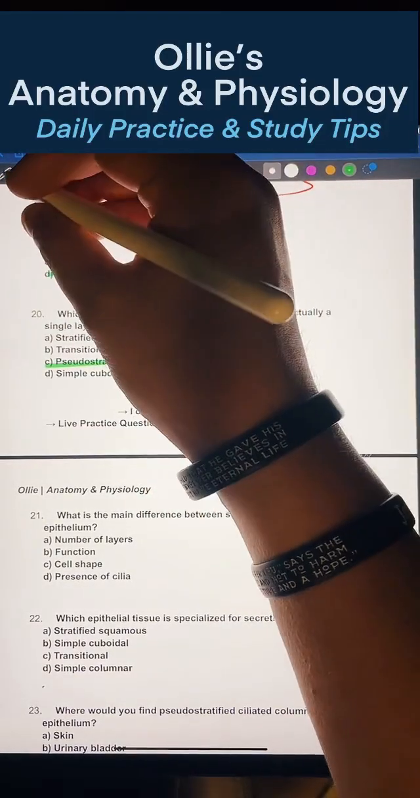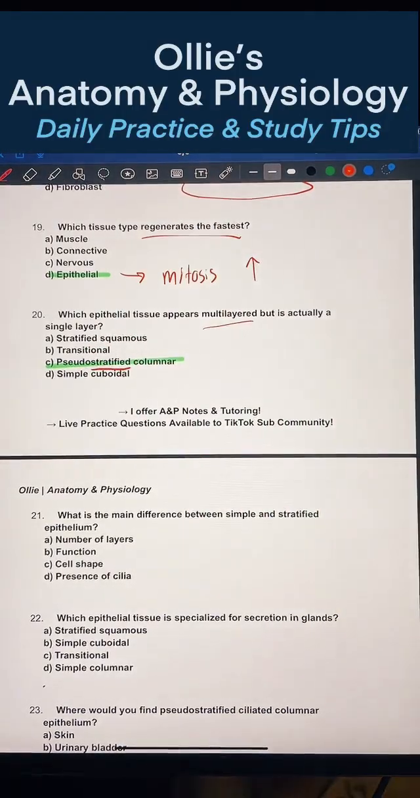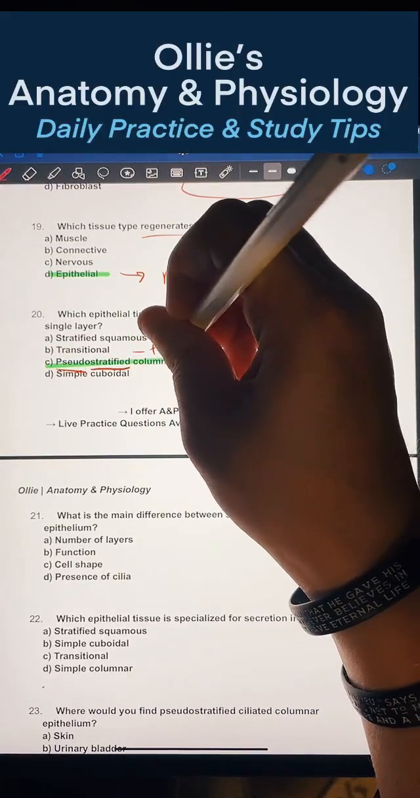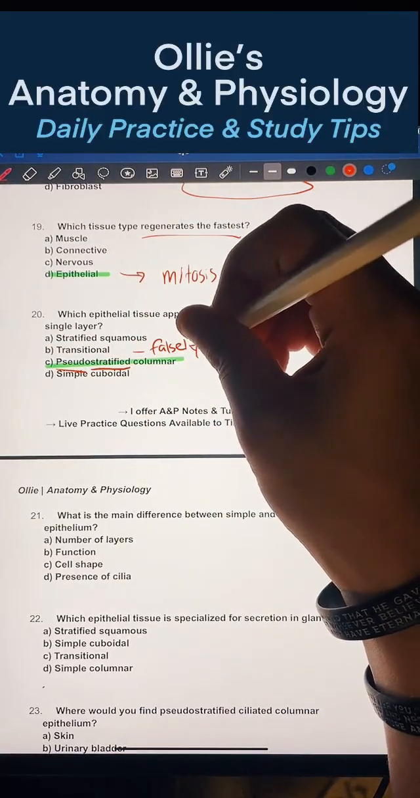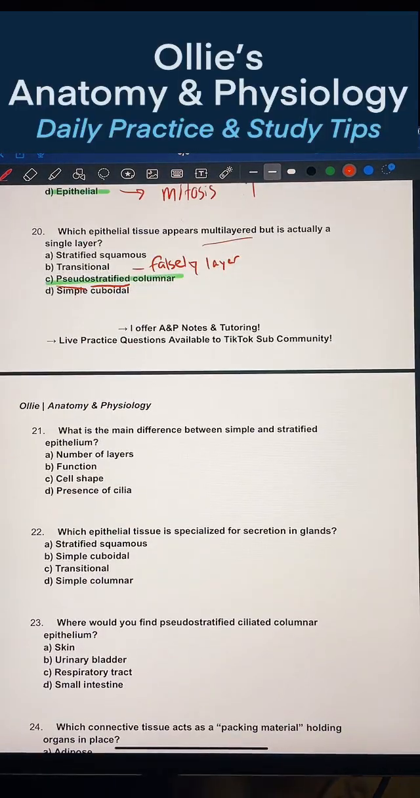Pseudostratified columnar. The easiest way to remember this: stratified, like we mentioned, means multiple layers. Pseudo means false. So this literally means falsely layered columnar tissue. Number 21, what is the main difference between simple and stratified epithelium? We've kind of been going over this. Let's put it together. I'm asking you a question on it now, officially. Number 21, what is the main difference between simple and stratified epithelium?